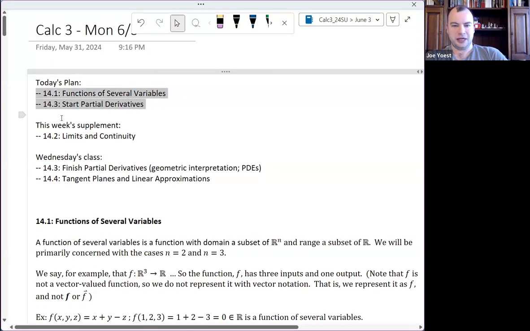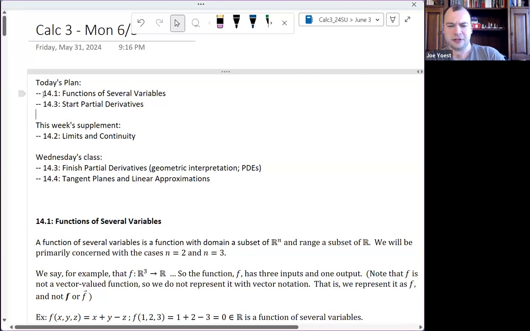The plan for today is to start in chapter 14. We're talking about functions of several variables. Note the difference between this and chapter 13, vector functions, where the output was multiple variables. Here we're dealing with functions where the input is multiple variables.